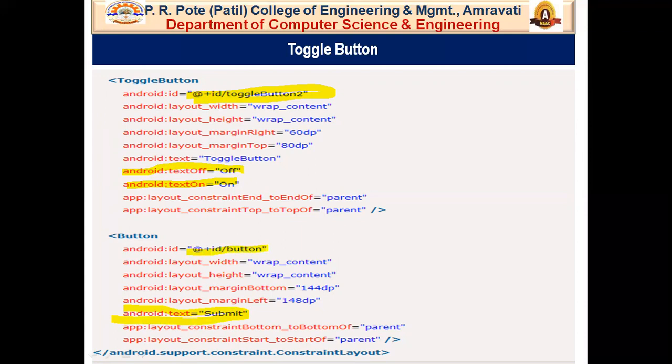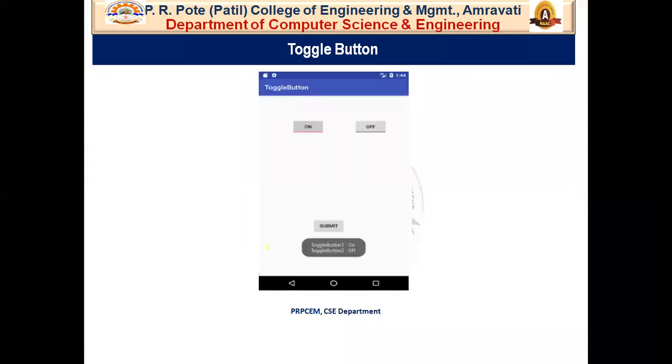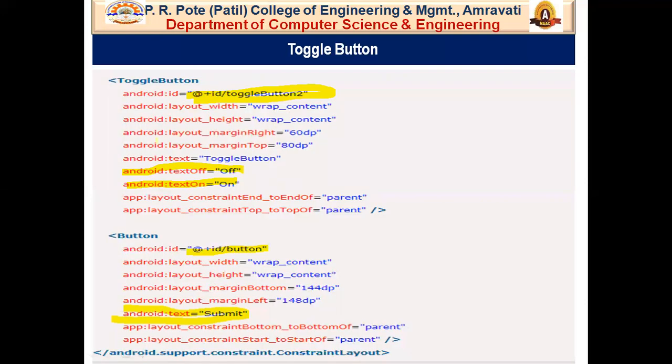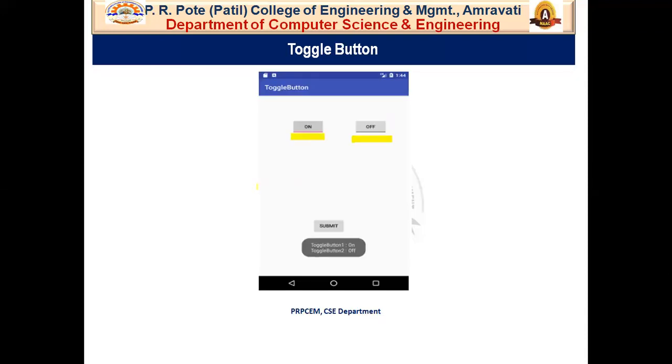So once you do this much coding, the output will show like this, on and off. So we have two buttons. This is button 1, this is button 2, and we have set the Android text off and Android text on properties. So when your state is on, it is going to show on. When your state is off, it is going to show off. And likewise for button 2, when your state is off, it shows text off. When your state is on, it shows text on. And this is a particular submit button.